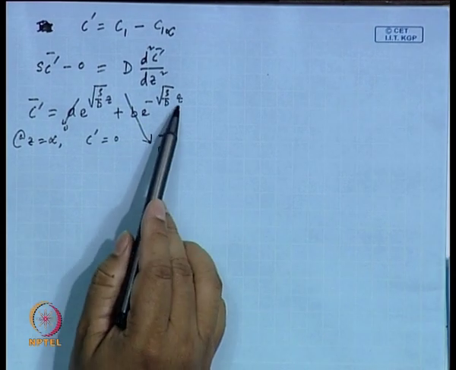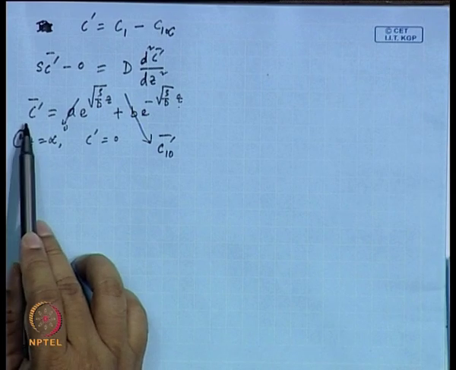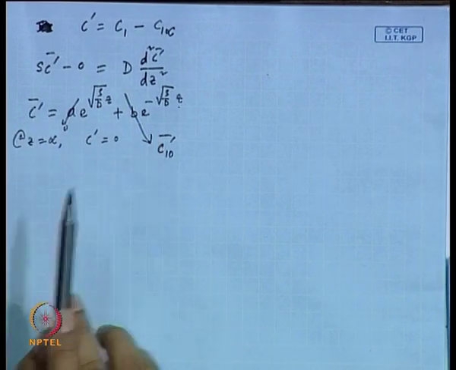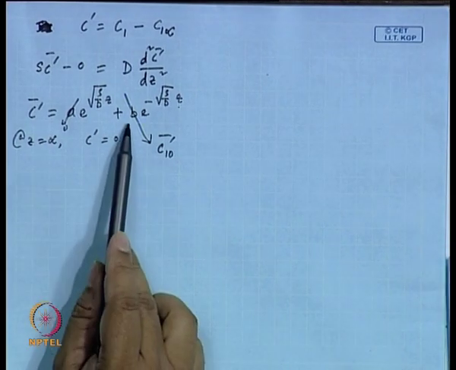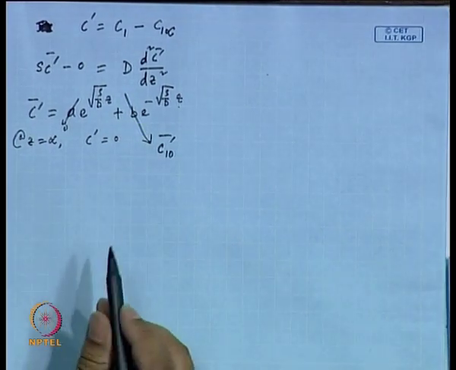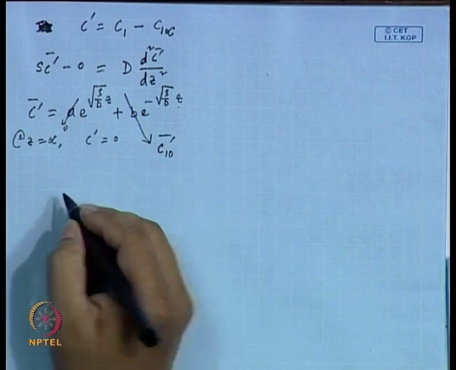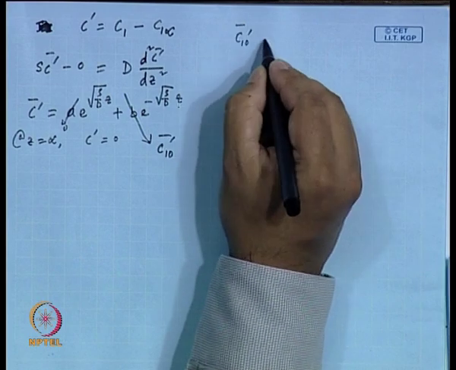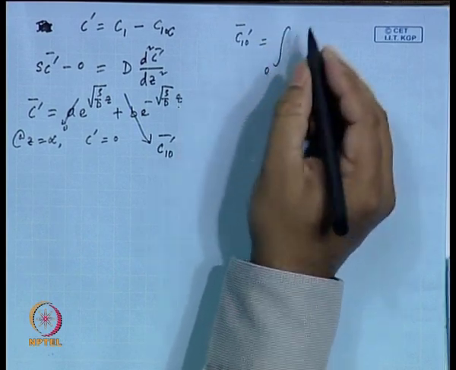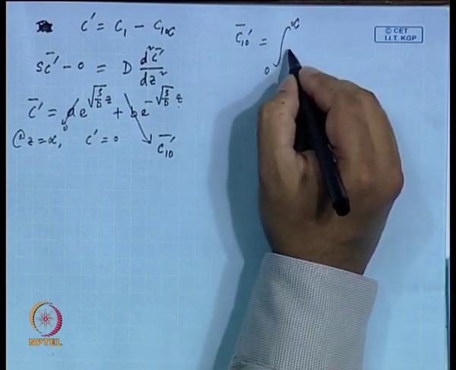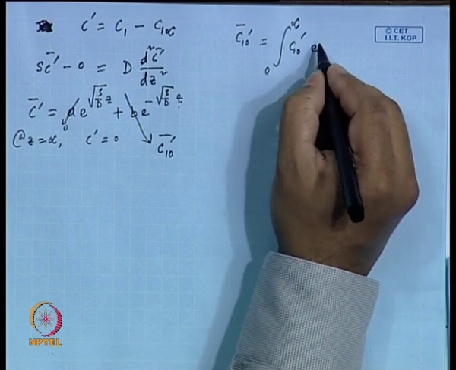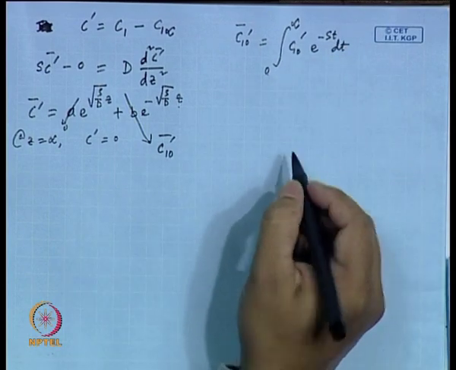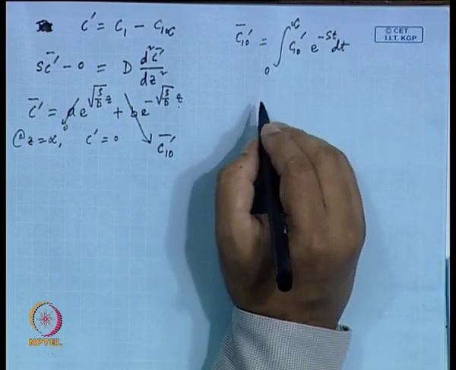See, I can see that at z equal to 0, B is equal to C prime bar, and at z equal to 0, you call this C prime bar as C1 0 prime bar, right. So, instead of B, you can write C1 0 prime bar. And now, if we look at what this C1 0 prime bar is, that is nothing but integration 0 to infinity C1 0 prime e to the power minus st dt. That is the definition, that is how Laplace transform is done.